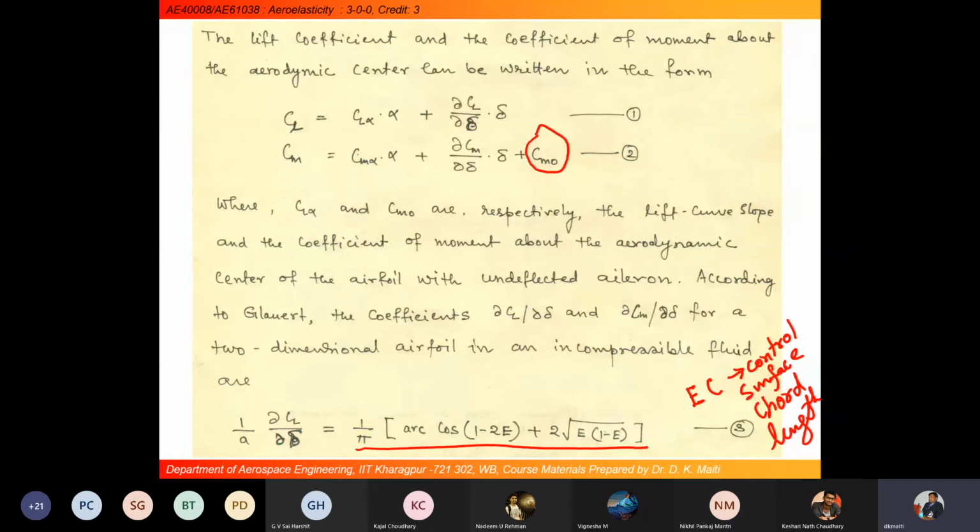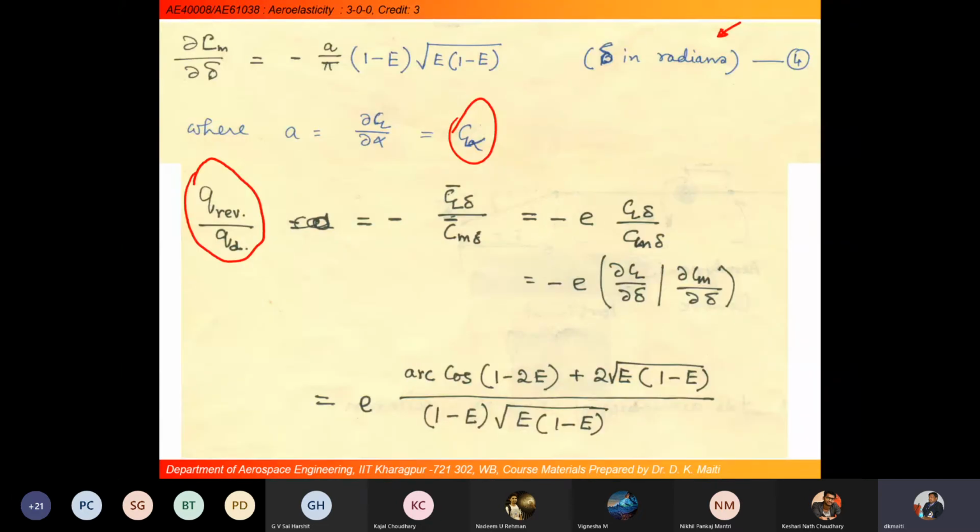So, if you look at that expression, minus CL delta bar by CM delta bar, it will be equal to minus E CL delta by CM delta. After substituting these two equations, we get del Cm by del delta with the negative sign, minus A by pi. So, this same thing we are taking here.